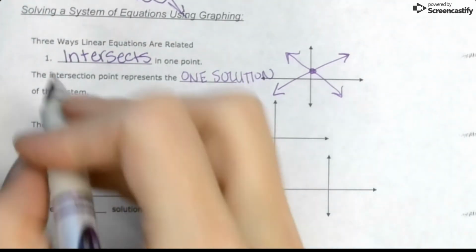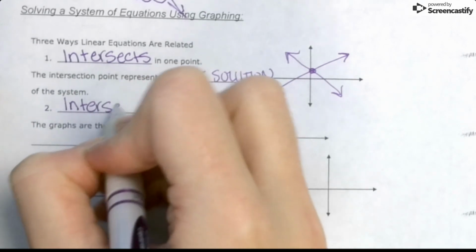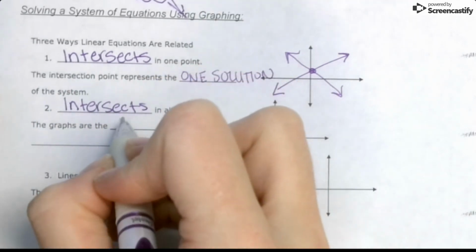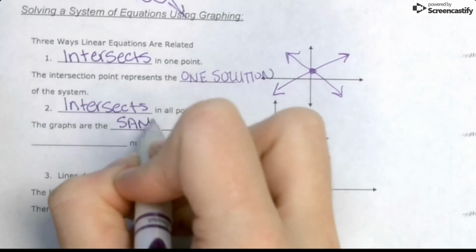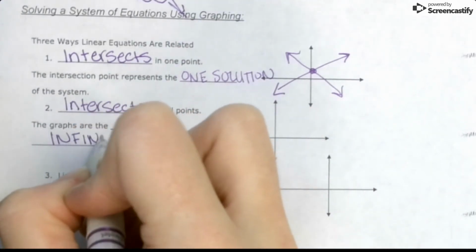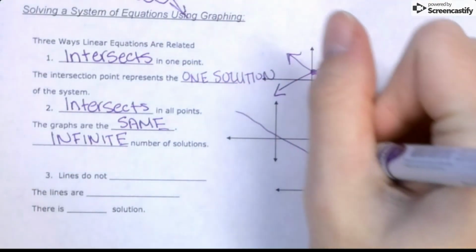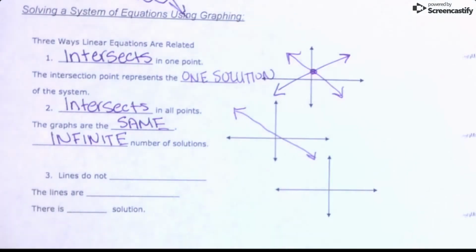For the second one, intersects at all the points. The graphs are the exact same, and then this is going to be that infinite solution, so that sideways 8 that we talked about. So you're just going to draw one line. It's going to represent both.